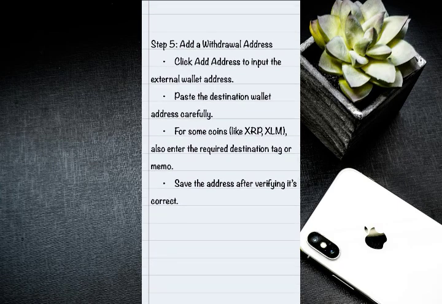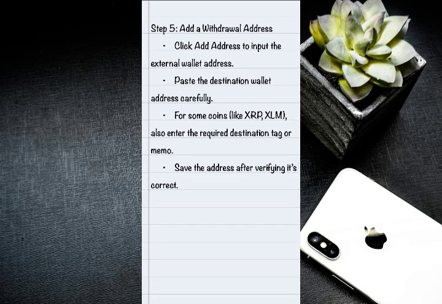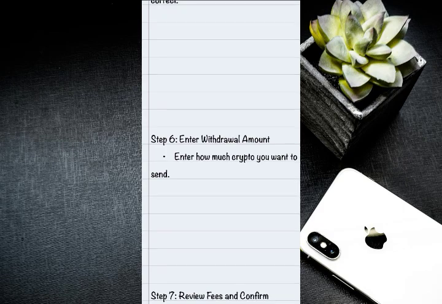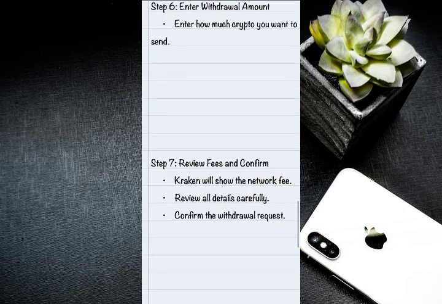For some coins, like XRP, you also have to enter the destination tag or memo. So save the address after verifying it is correct. Then you have to enter the withdrawal amount. Once you do that, you have to review the fee and confirmation.